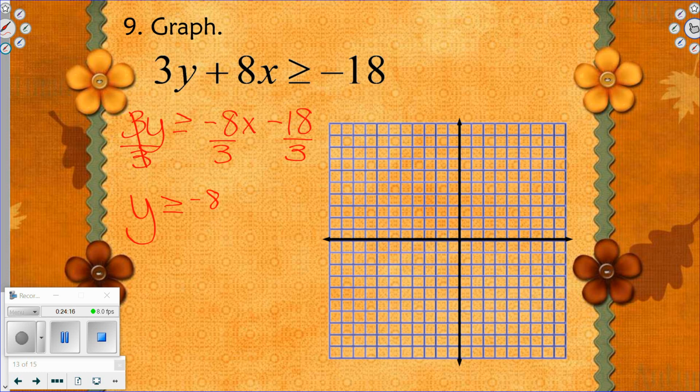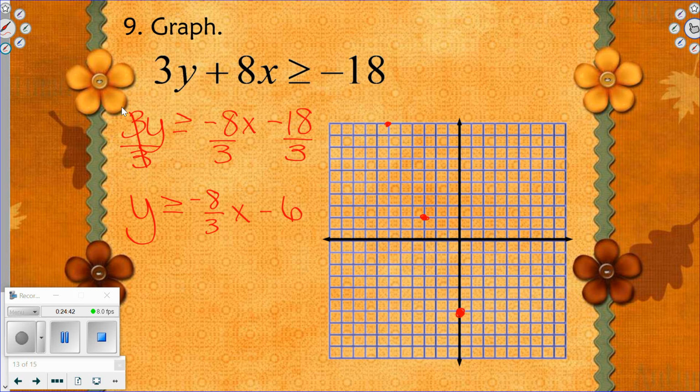So we have negative 8/3 x. That'd be minus 6. So your first point should have been at negative 6. And then from there, you would have gone down 8, which is kind of not an option. So I'm going to go up 8 and then back 3. Up 8 and back 3. You all right?